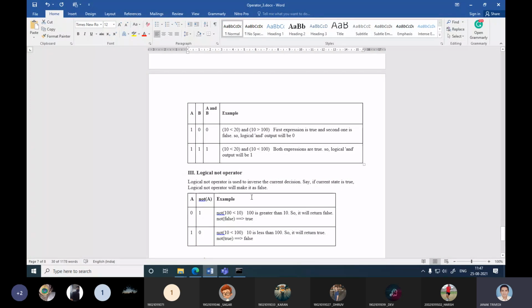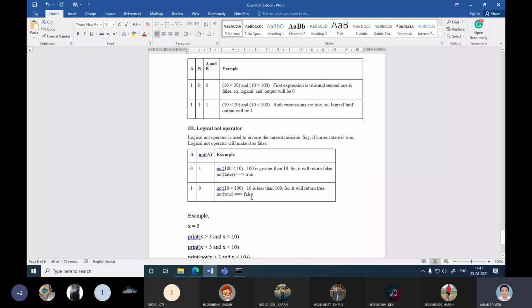And this is the last one, the logical NOT operator. The logical NOT operator is used to invert the current decision. Say if the current state is true, the logical NOT operator can make it false. Like it is true, then when we apply the NOT operation, it becomes false. So if it is 0, then it's 1. If it is true, then it's false. If it is false, it becomes true.